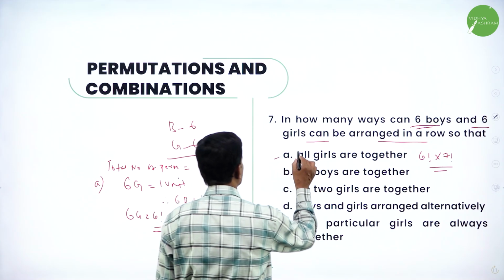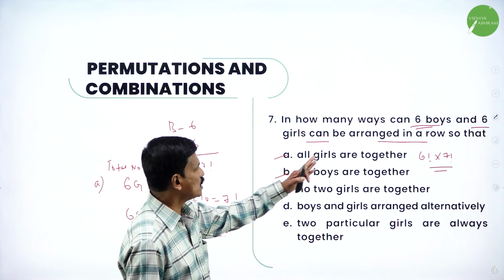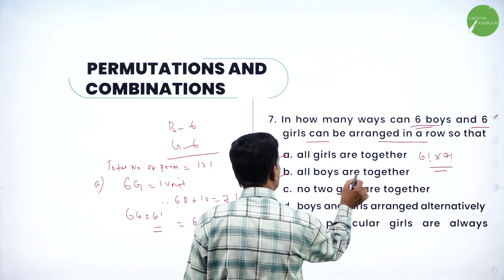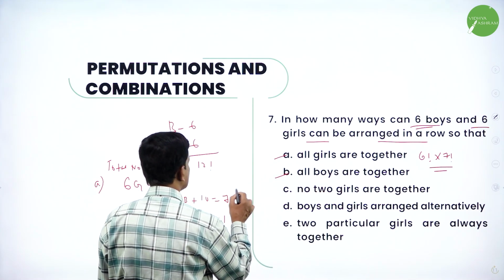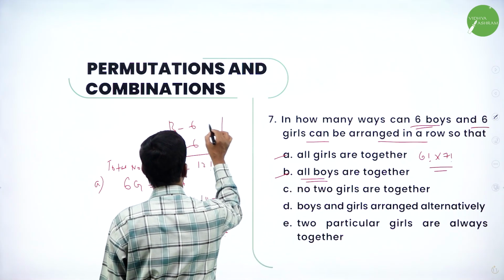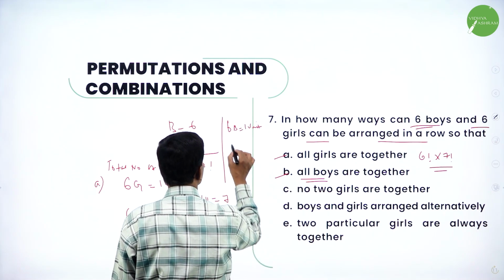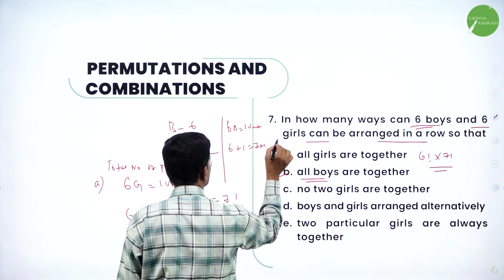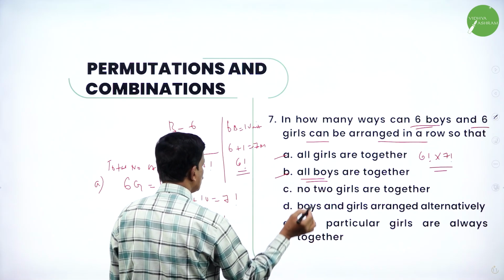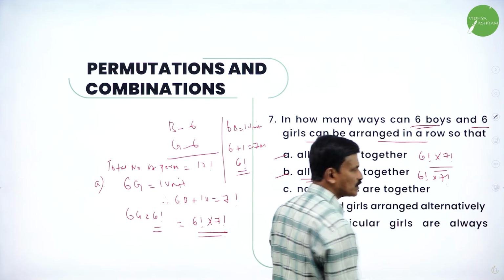Now, move on to the second one. What is the second one? All boys are together. Same condition. All girls are together, whereas all boys are together. Now, move on to the second condition. All boys are together. Consider all the boys as one unit. So, 6 boys as one unit. Then the total number of members is 7. So, all the boys can be arranged in 6 factorial ways. Therefore, the required permutation is the same, 6 factorial into 7 factorial.